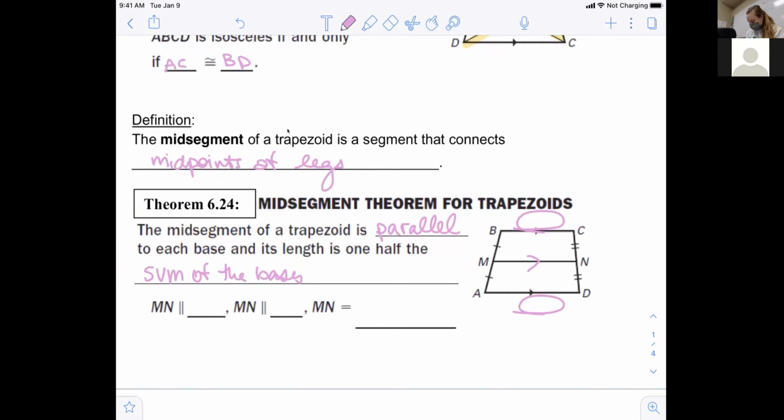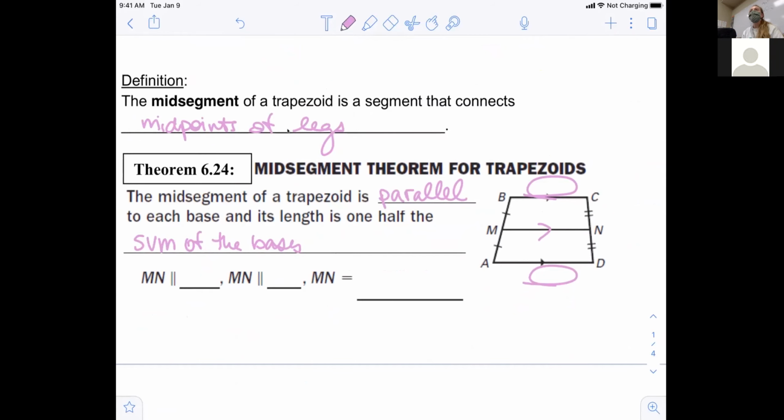So looking at my example, MN is that mid-segment. MN is parallel to what side? AD. Drew, do you know what else it's parallel to? BC. Very good. And then to show its length, I would say MN is equal to 1/2 of AD plus BC.